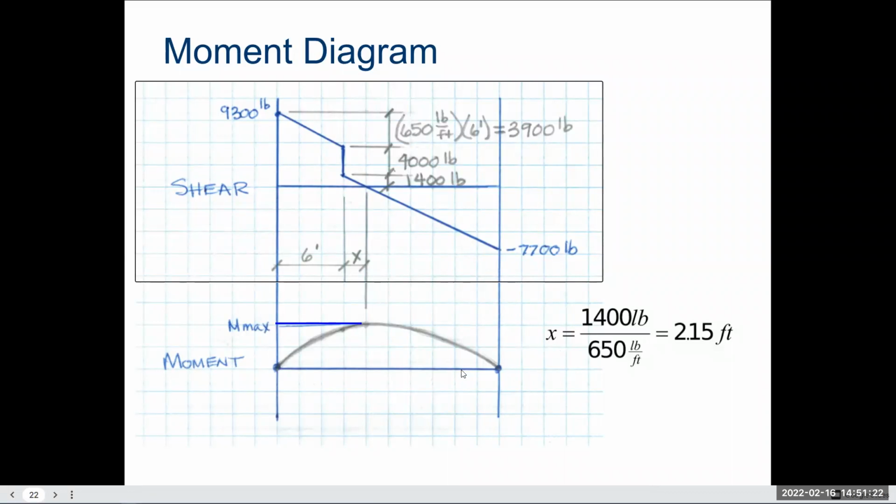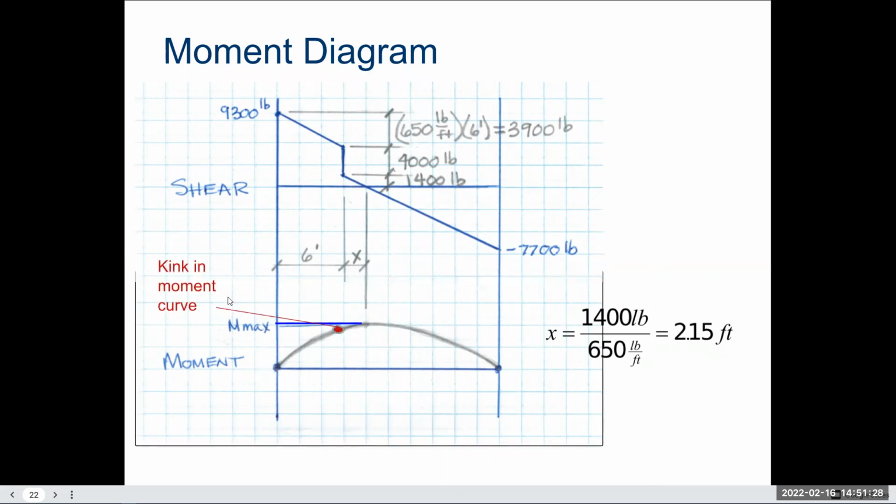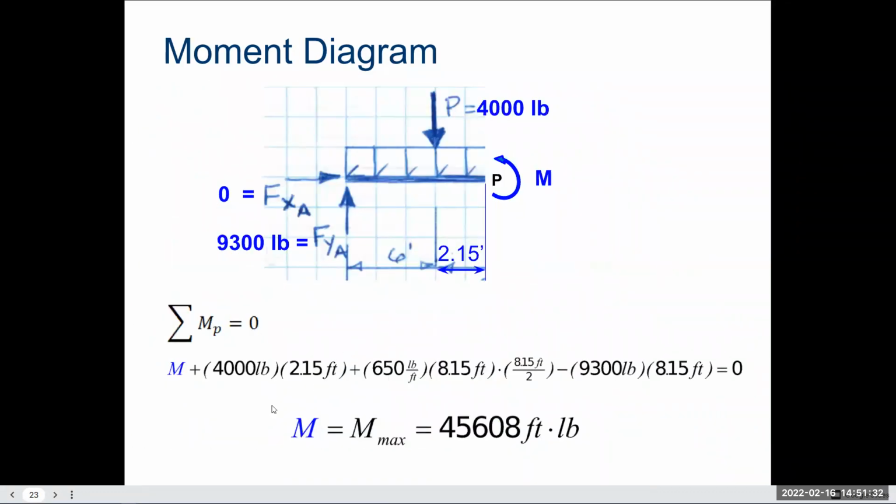Okay, so in this case, doing some math here, we're figuring out the moment max. So that's where the little kink in the moment curve is. And to figure out that solution here, we have a little bit more math to do.